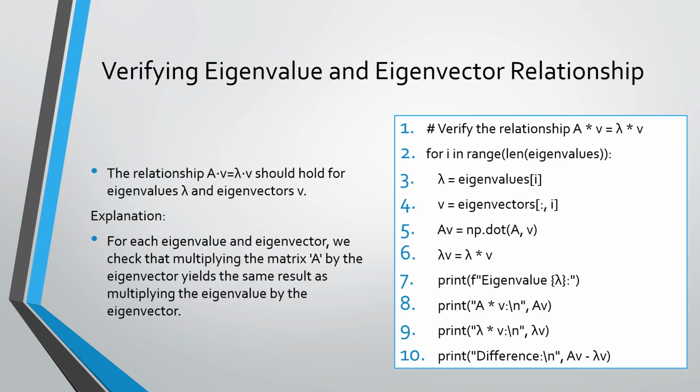To verify the relationship between the eigenvalues and eigenvectors, we have the relationship A·v = λ·v, where A is a matrix, v is a vector, and λ is the eigenvalue. We can solve this to get the result. We apply this for each eigenvalue and eigenvector. We check whether multiplying the matrix A by the eigenvector yields the same result as multiplying the eigenvalue by the eigenvector. We can verify this by applying this code.